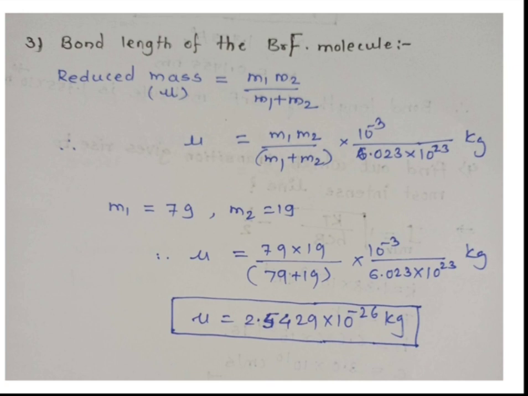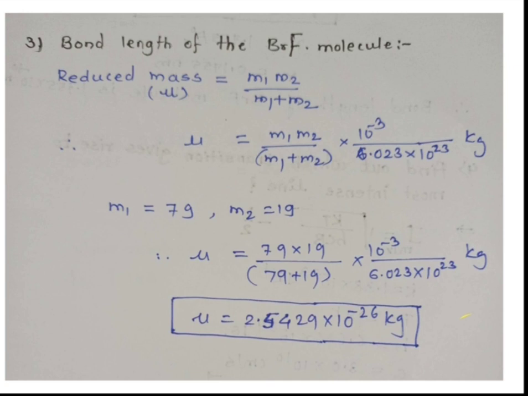So mu is equal to 79 into 19 divided by 79 plus 19. Here m1 is the mass of Br and m2 is the mass of fluorine. So 79 into 19 divided by 79 plus 19 into 10 raised to minus 3 divided by Avogadro's number, 6.023 into 10 raised to plus 23. After calculating this, we will get the answer. Reduced mass of the BrF molecule is 2.5429 into 10 raised to minus 26 kg. So this is the reduced mass.